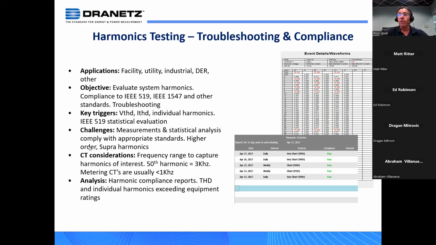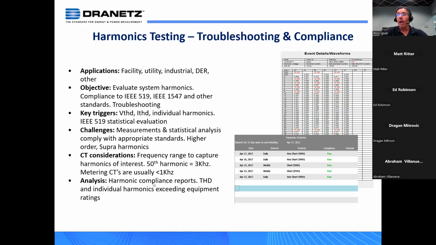So what are the challenges? Again, getting the proper measurements. Super harmonics are not a part of this. They are not defined in the standard. In fact, they're not defined in any current release standard. Again, that's a future concern. What are the CT considerations? Make sure your CTs can pass up to the 50th harmonic. Most metering CTs usually clip at like 400 hertz, 500 hertz, as well as even the TR clamps that we sell. The flex CTs that we offer are probably a better solution for these types of applications.